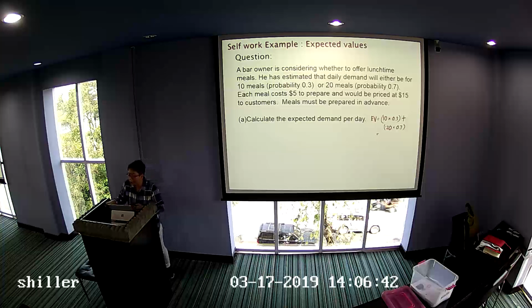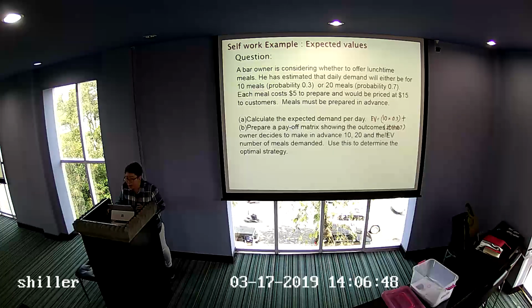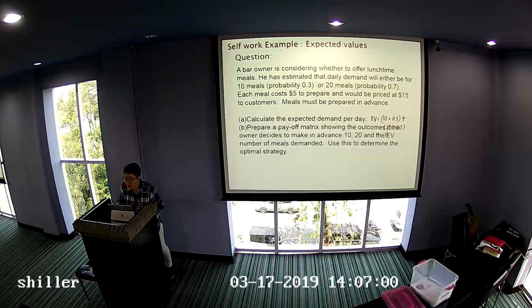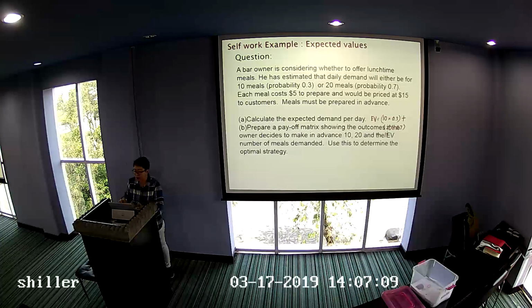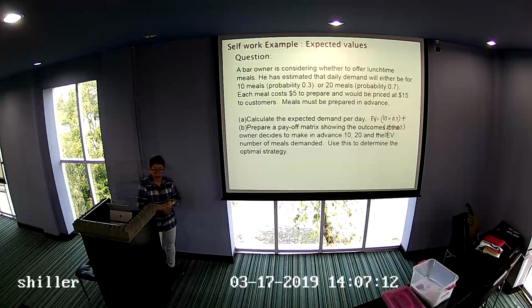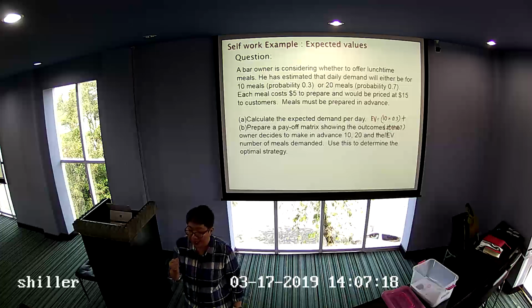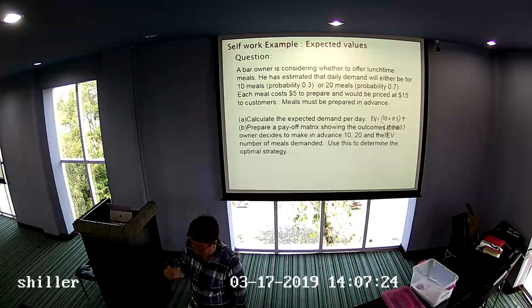Alright, what's the next instruction? We are to prepare a payoff matrix or a payoff table showing the outcomes if the owner decides to make 10, 20, and the EV numbers of meals demanded. Use this to determine his optimal solution. So remember what I told you? If you prepare an EV payoff table, you have to know the choices, correct? And you need to know the situation. Alright? Choices and situation.